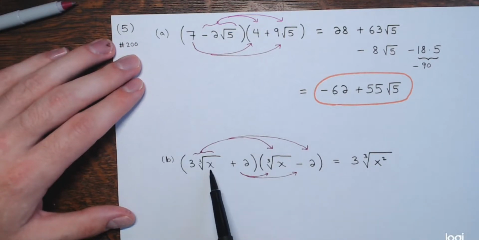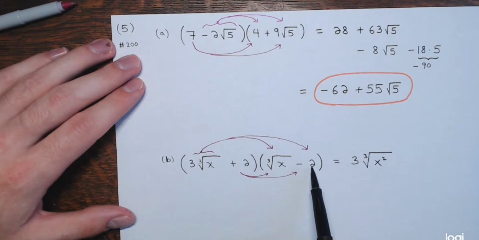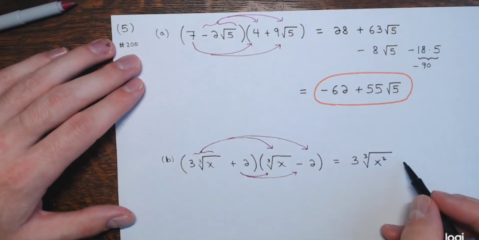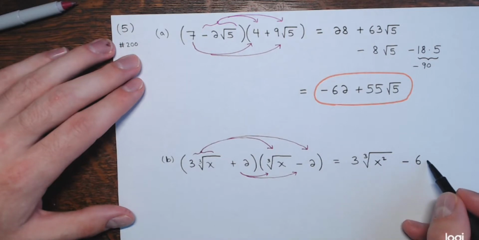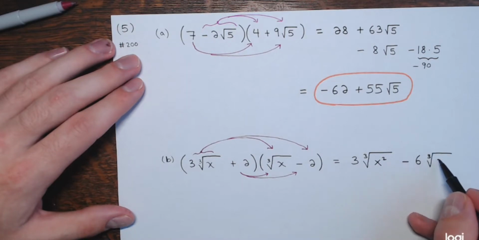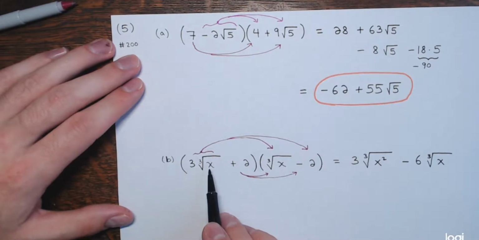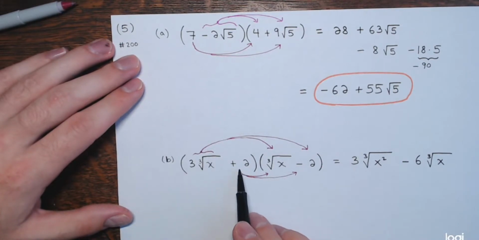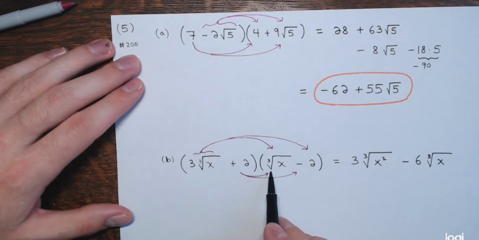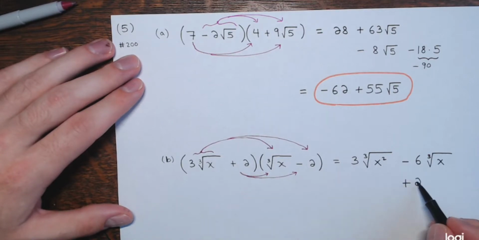And then 3 cube root of x times negative 2 would be negative 6, right? You multiply the non-radical factors. Negative 6 times the cube root of x. Alright, so now I'm done with the 3 cube root of x. Move over to the positive 2 and distribute that. So I got positive 2 times the cube root of x. That'll be the next term.